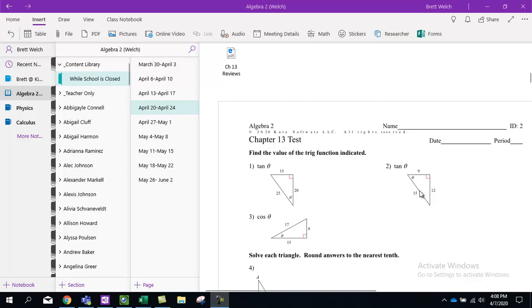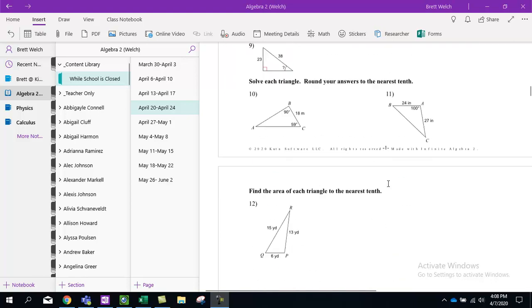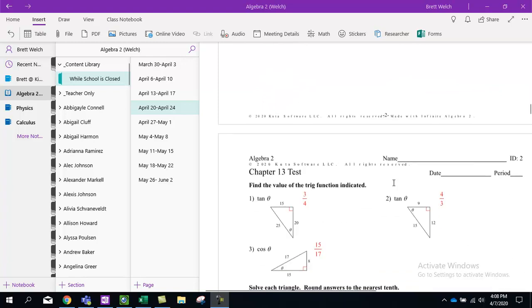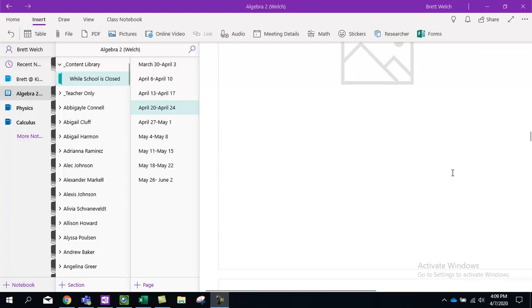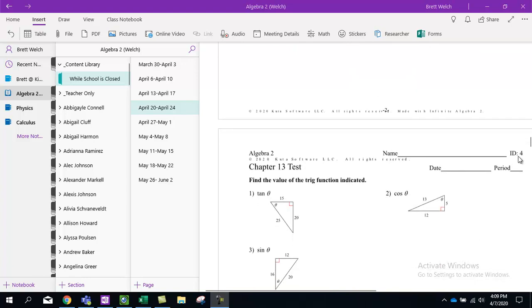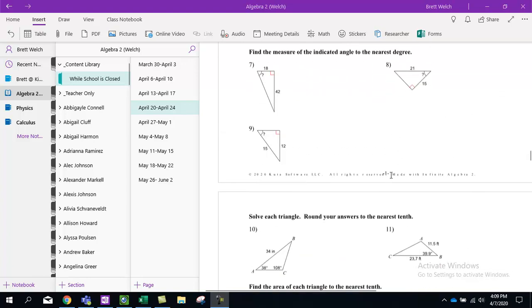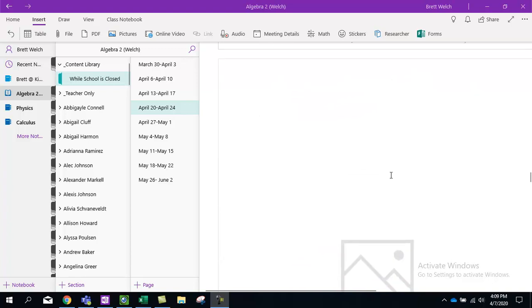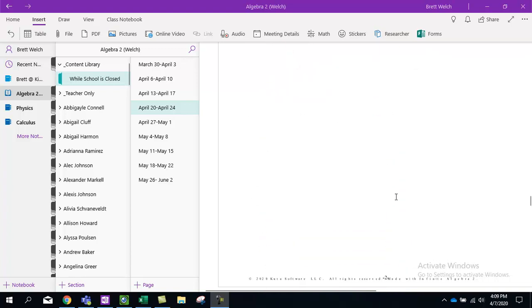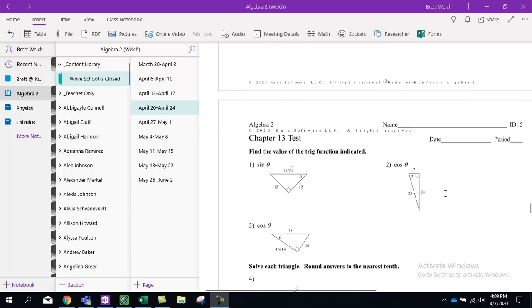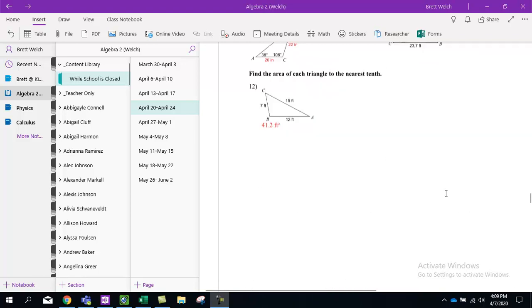Okay, so what we're going to do here is go through the Chapter 13 test review. I'm only going to go through the first copy of it. There are three versions on here. Here's the first version, you see it says ID2. This is the answers to it. And then if we get down here enough, we get ID4. Again, there's the problems, and then following that, there are the answers for ID4. And then there's ID5. So you've got 2, 4, and 5.